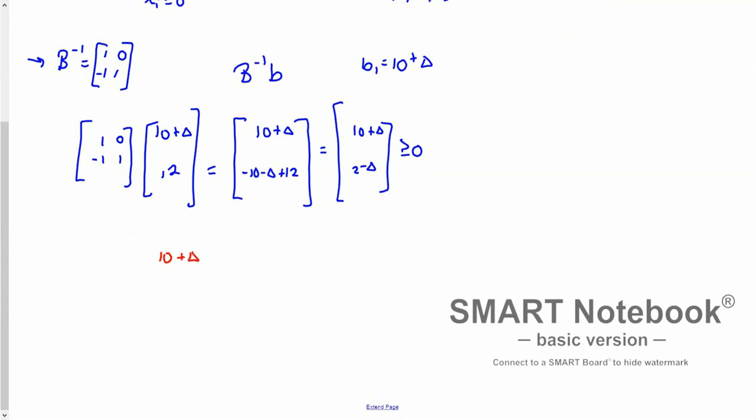So 10 plus delta has got to be greater than or equal to 0, and 2 minus delta has got to be greater than or equal to 0. And I can solve them each for delta. So subtract 10, so delta's got to be greater than or equal to -10. And over here, I can subtract 2 and then divide by -1, or add delta over. But either way, delta's got to be less than or equal to 2. Okay?